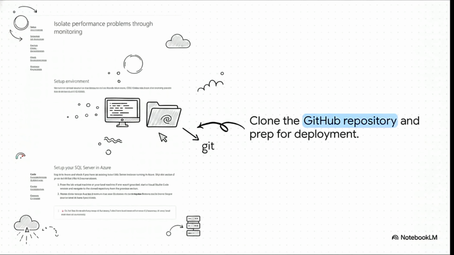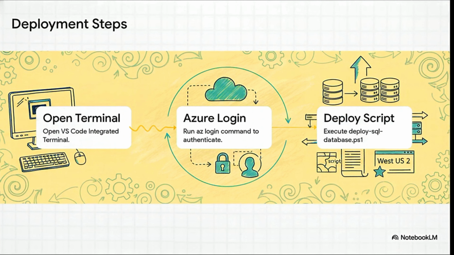Doing this gives us all the deployment scripts we need to spin up our virtual environment in literally just a matter of minutes. Once you have those files, the setup is incredibly straightforward. Step 1, you just open up the VS Code integrated terminal. Step 2, run the az login command to authenticate with your Azure credentials. And step 3, you execute the deployment PowerShell script.